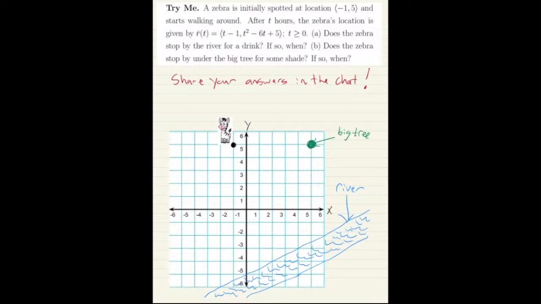Anyone have an answer yet? Does the zebra reach the river? Does he reach the big tree? Do you have anything yet? If so, please share your answer in the chat, and don't worry about right or wrong. That does not matter. What matters is that you're trying, and I'm curious what you have.